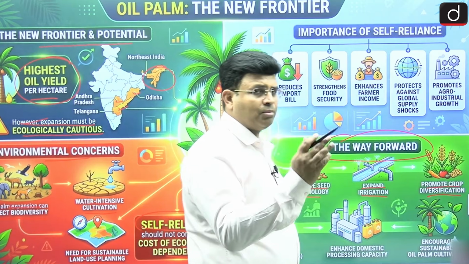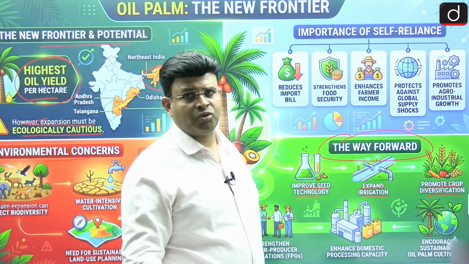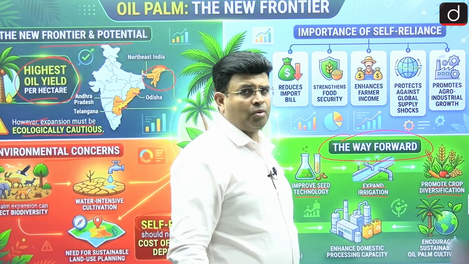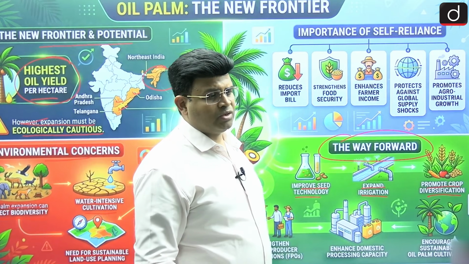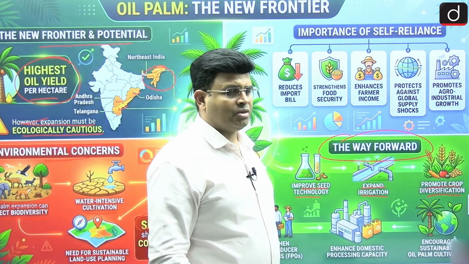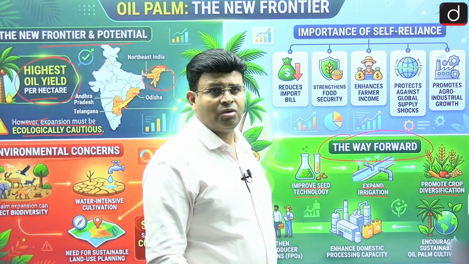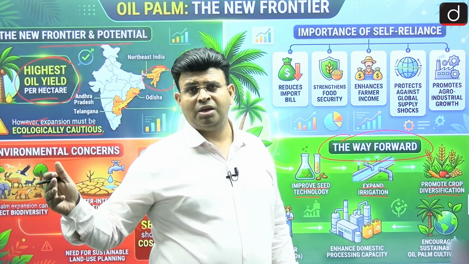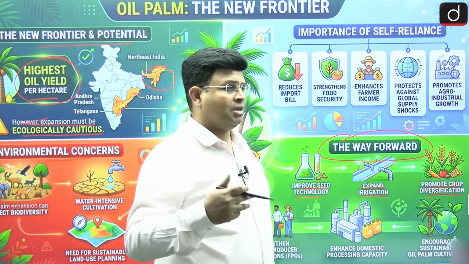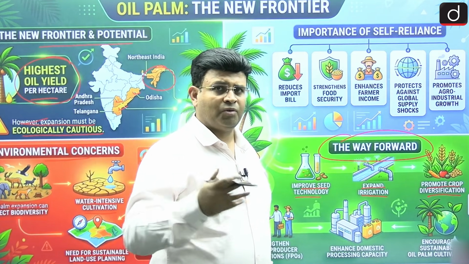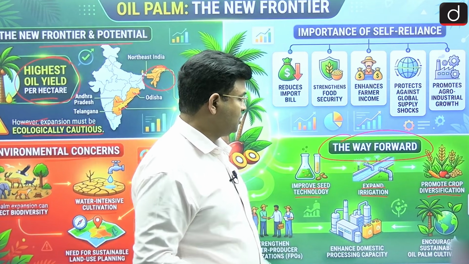Means when you are growing some crops, along with those crops we should try to grow this crop also, because most of the oilseeds in India are grown in regions that are rain-fed, where irrigation is not available. But when you start growing in the irrigated region, with more expansion, along with this crop we are also growing some oilseeds, so it will be good.